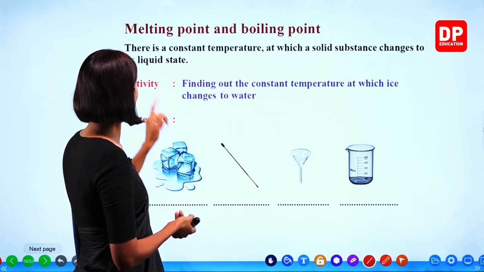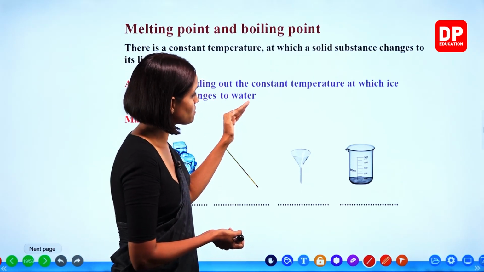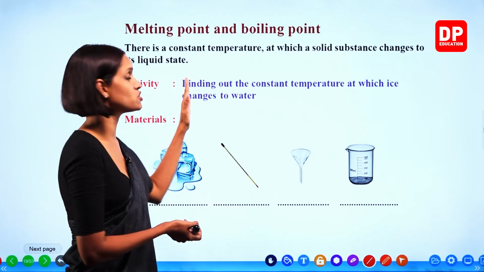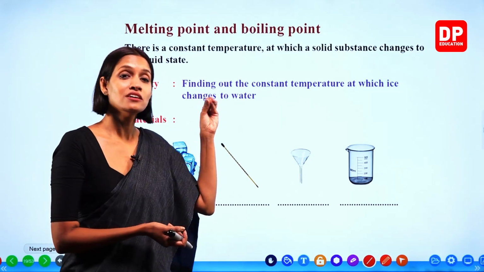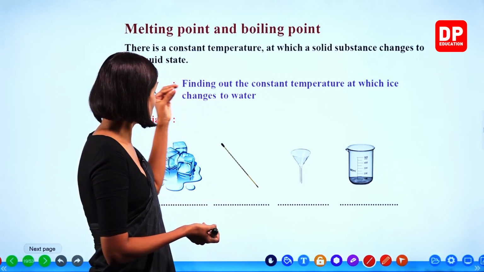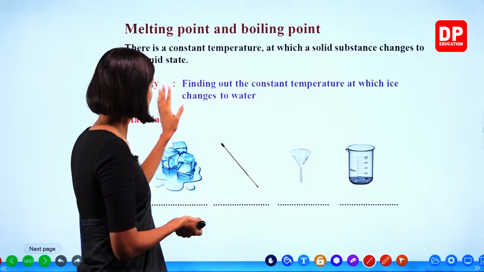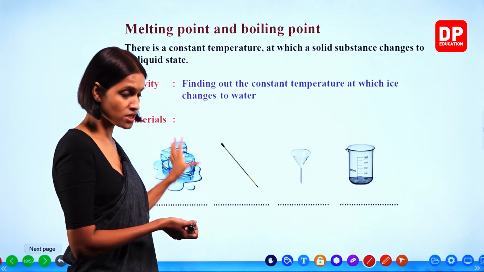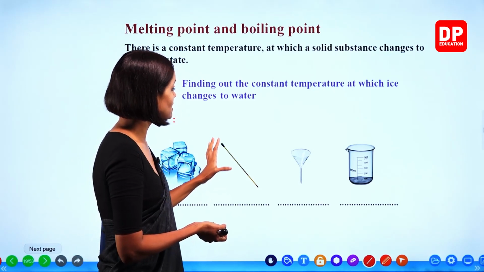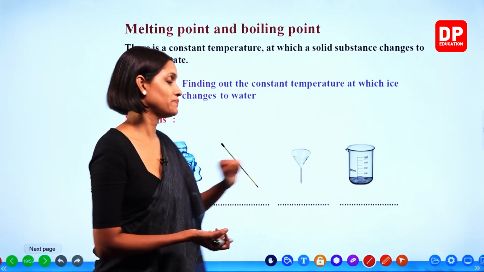Here we have the activity: finding out the constant temperature at which ice changes to water. We are going to check whether there's actually a constant temperature for the ice to change to water, right? So what are the materials we need? We need some ice cubes. We need a thermometer. We need a glass funnel. And then we need a beaker.